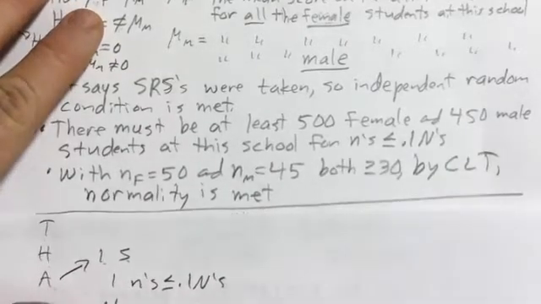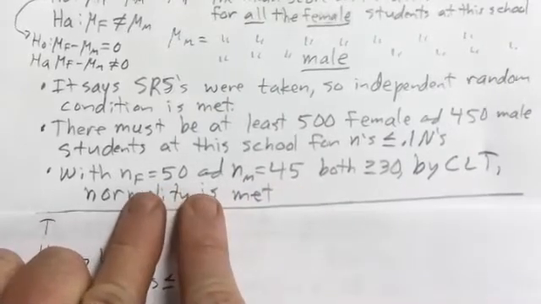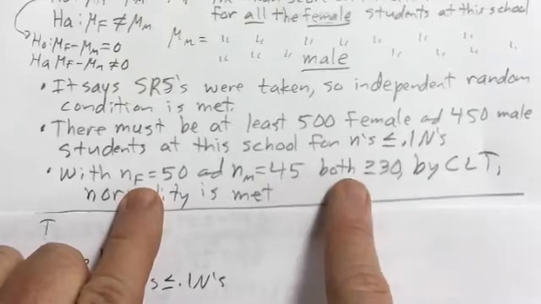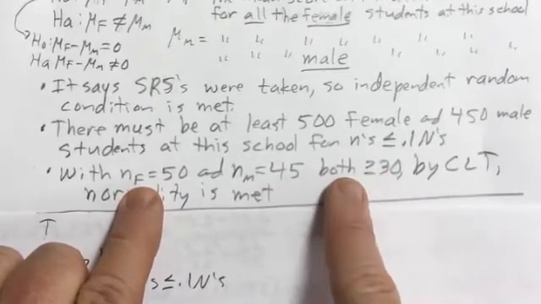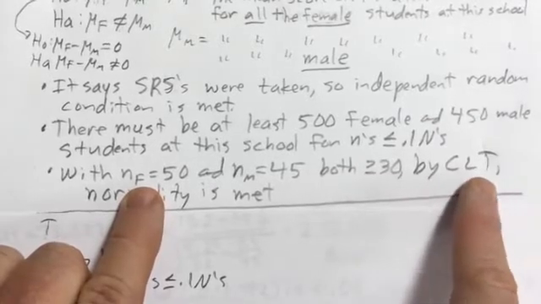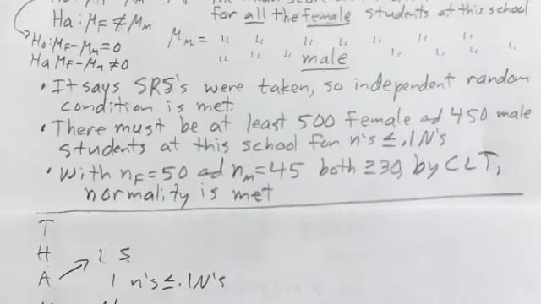In this case, we really like it when we have big sample sizes, because all you got to say is this. You say one sample size is 50, the other sample size is 45. They're both greater than or equal to 30. You have to clearly say that they're both greater than or equal to 30. So by the CLT, the central limit theorem, normality is met. In other words, the sampling distribution is approximately normal.